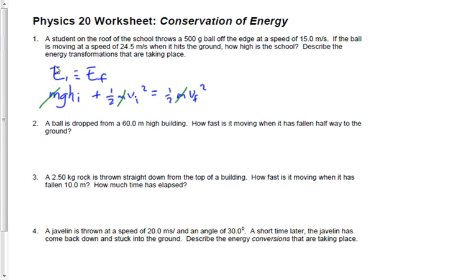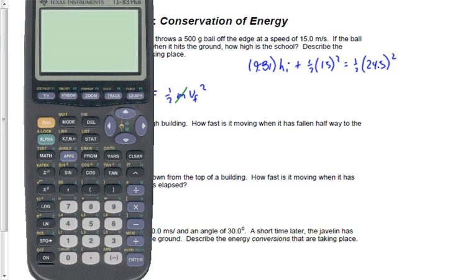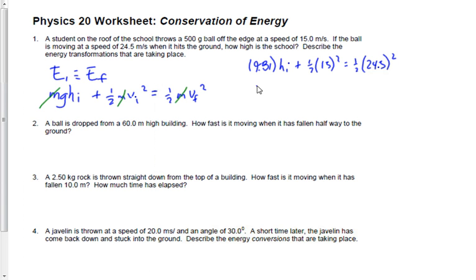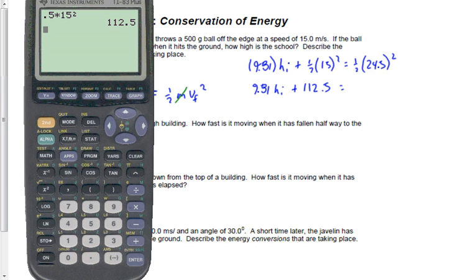All right, 9.81 times the initial height, we don't know that, plus 1/2 of VI squared, 15 squared, equals 1/2 of VF squared, 24.5 squared. This one's a little bit trickier to solve for mathematically, so let's do that now. Let's get a half of 15 squared first, 0.5 times 15 squared. So I get 9.81H plus 112.5 equals a half of 24.5.